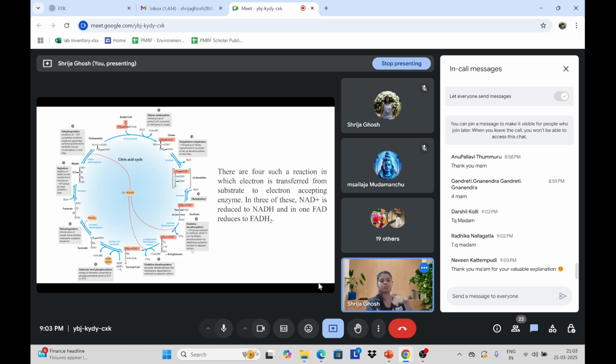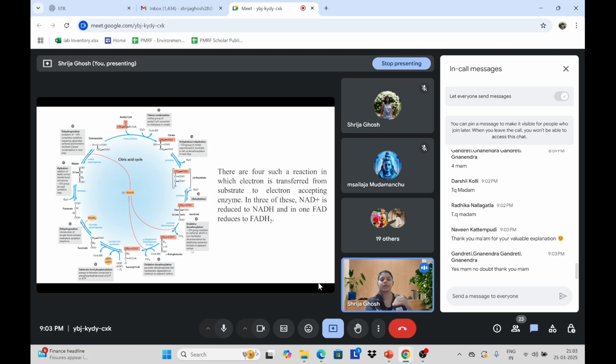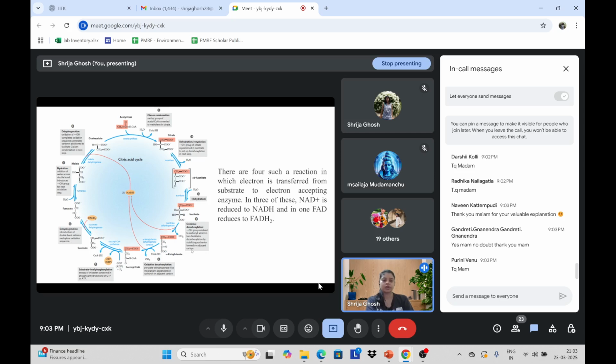Glucose will get converted into pyruvic acid. From pyruvic acid, you will have carbon dioxide and water generated from the citric acid cycle and the electron transport chain.